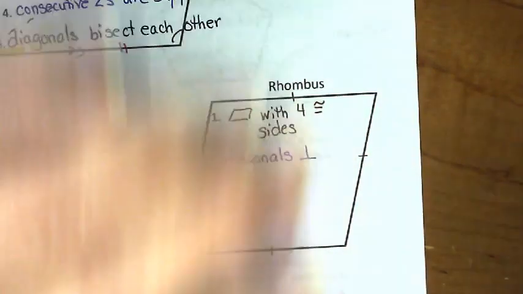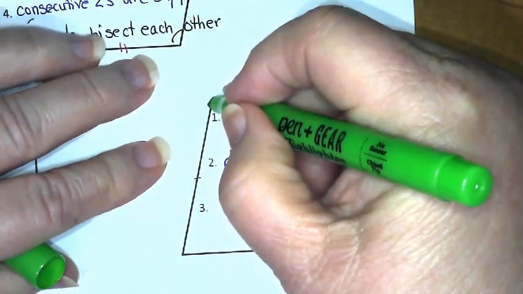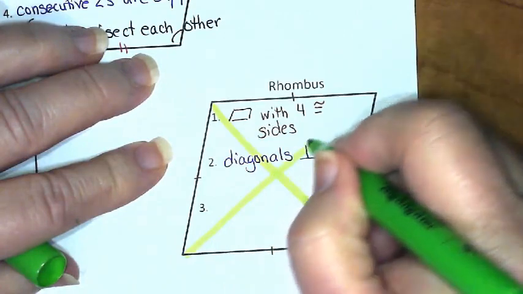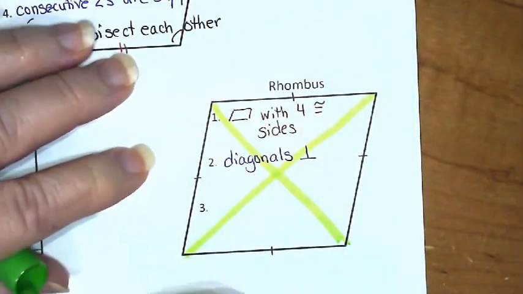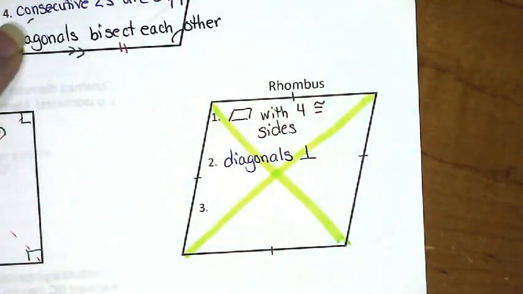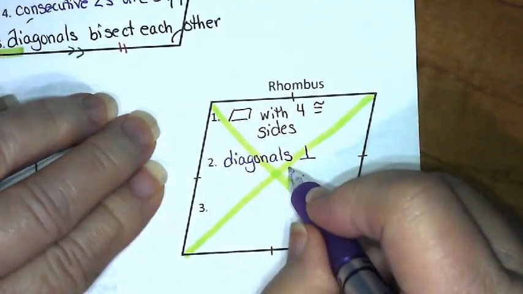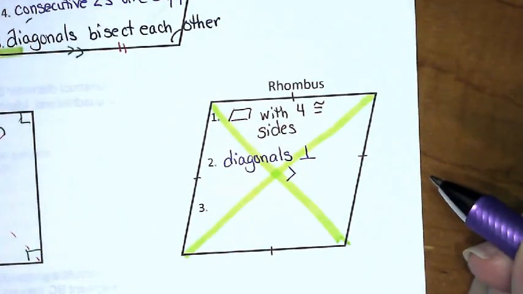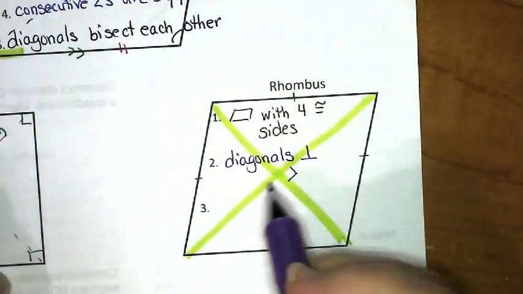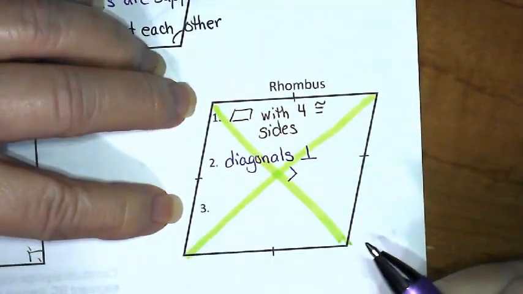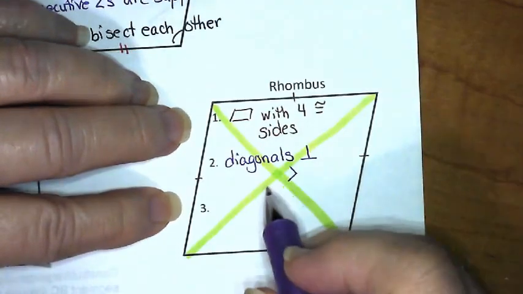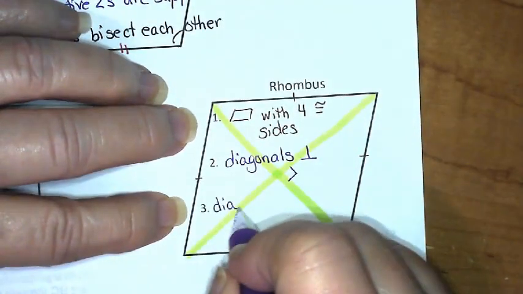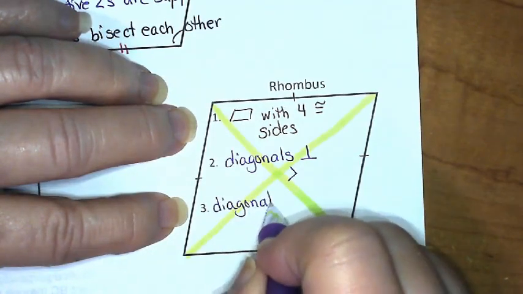So when I come in here and draw the diagonal from corner to corner, now remember, it's a parallelogram, so the diagonals bisect each other. But because it's a rhombus, here in the middle, these are right angles. And the next thing that the diagonals do, because it's a rhombus, the diagonals bisect the angles.